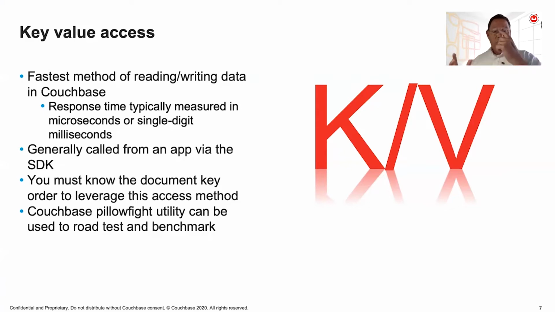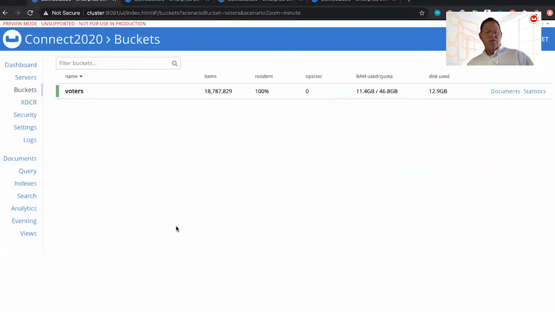And we have a great little utility that allows you to road test and benchmark what you're doing when you're working with key value. I'll show that to you now. Here's our little cluster. We've got about 19 million registered voters here in the state of California. You've seen the document type. It includes information on the voter and the voting habits. So let's go out and look at statistics.